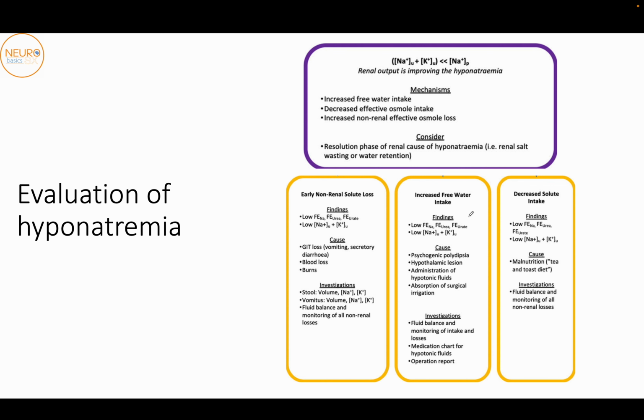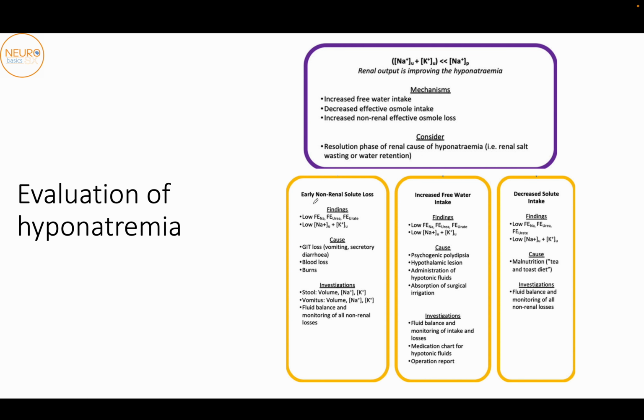Right. On the other hand, if the sodium and potassium in the urine is lesser than the sodium in the plasma, it means that the kidney is putting out free water and it's actually trying to help the hyponatremia. Now, the reason why hyponatremia has developed is actually not because of a problem in the kidney, it's because of a problem elsewhere. So there are three ways that can happen.